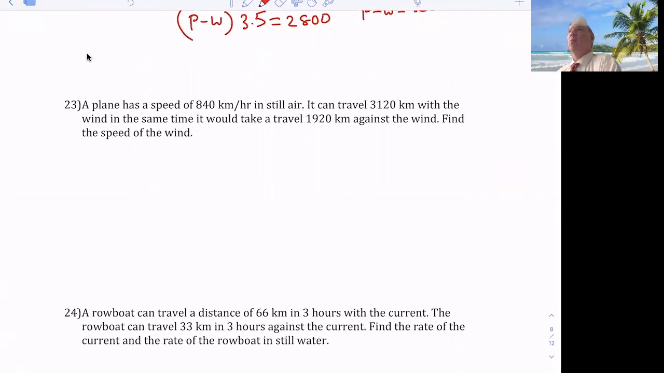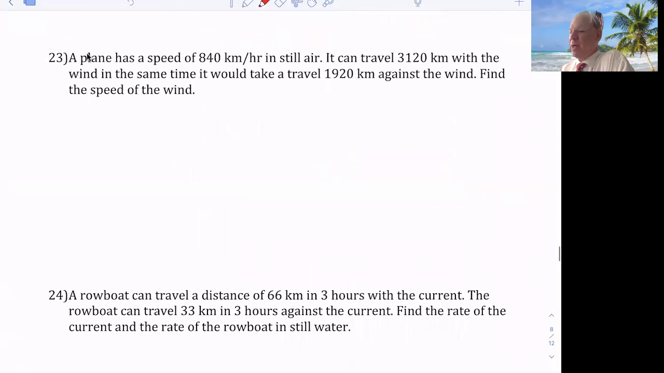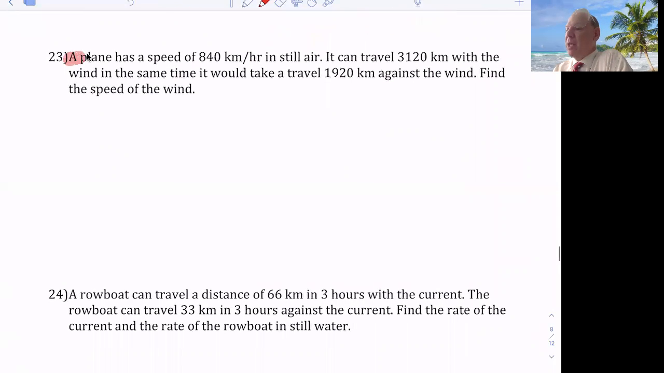Okay, so now we have another wind problem. Here we go. Let's see if we can do better now. A plane has a speed of 840 kilometers. So that means it can travel at 840 kilometers per hour, correct? Do we know how much the wind is? No. So we know that it can travel with the wind. So that would be the plane plus the wind.